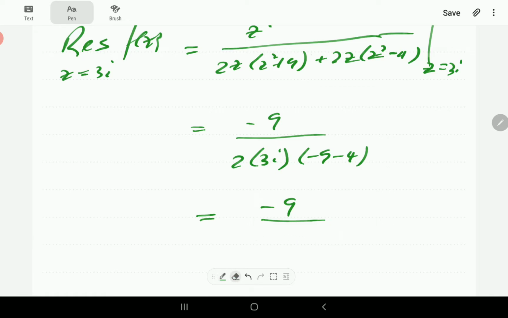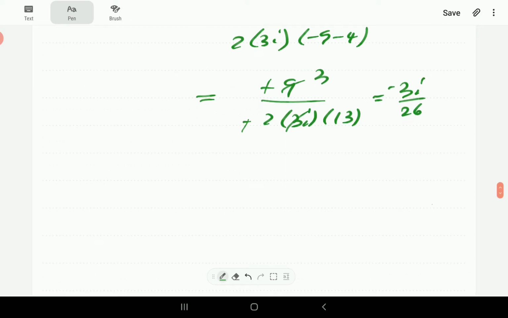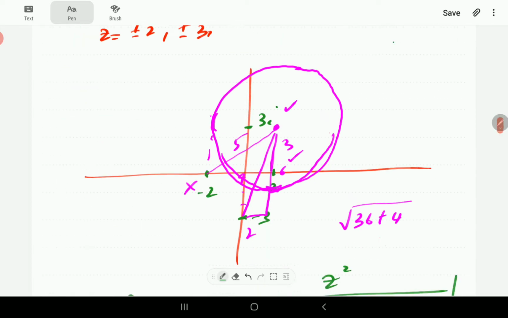Let's just keep it as it is. So it's going to be negative 2, 3i, and then 13. 3 goes 3 times here. That becomes positive. But if you take the i to the numerator, so that whole term becomes negative again. So it's going to be negative 3i over 26.